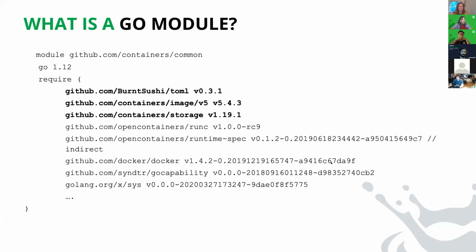The go.mod file first has the module path, like module github.com/containers/common, and then it has your Go version. And then it will have a require directive. The require directive contains all the dependencies that your project is using, along with the versions. As you can see here, there are different kinds of dependencies like toml, storage, runc, and you can also see the specified versions.